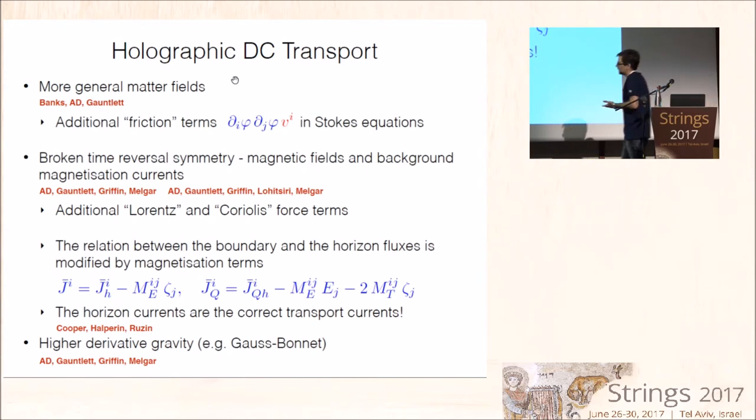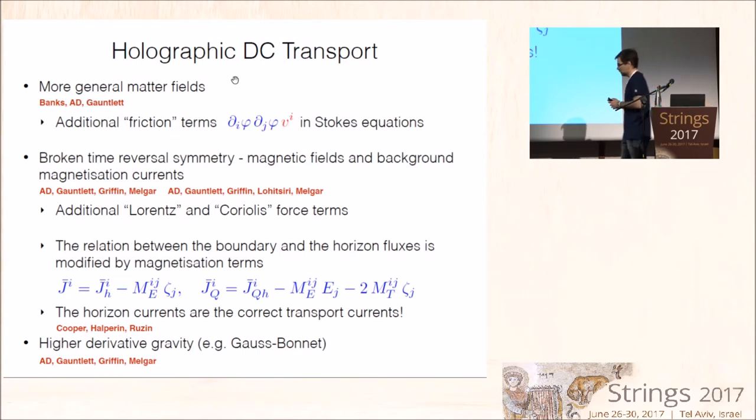Now, I used Einstein-Maxwell as an example, and you might think that if I start making things more general, then this is going to go seriously wrong. But you can actually introduce more general fields. For example, you can introduce scalars, and all that is going to change is a new ingredient in the Stokes equations, which looks like a friction term from the fluid point of view. You can also break time reversal. I used the static background to really discuss this, and you can also break time reversal by introducing magnetic fields.